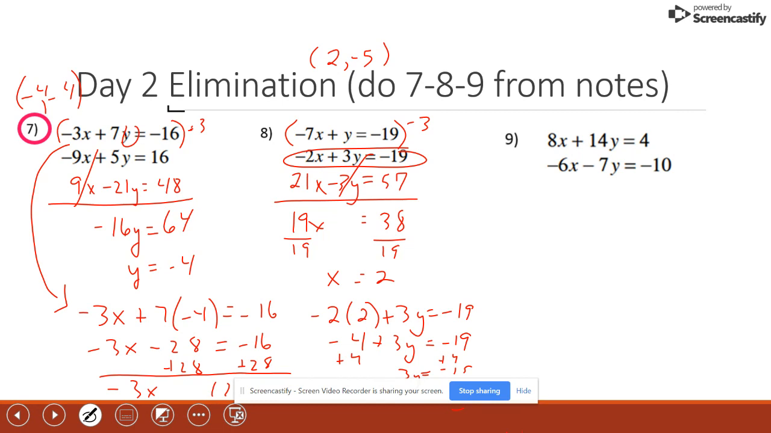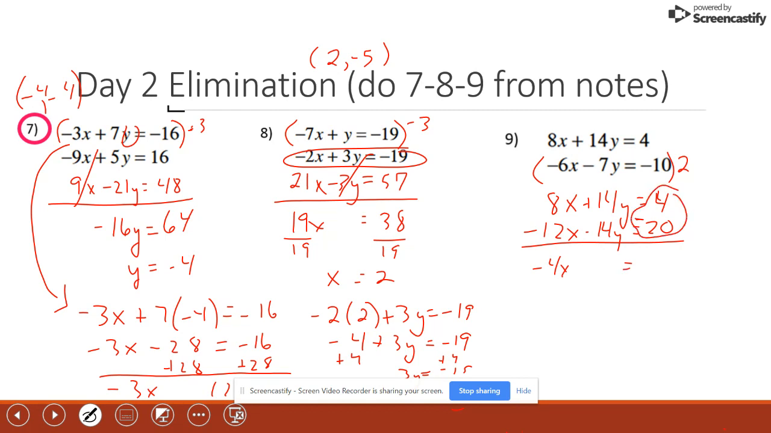Third one, it looks like I can easily eliminate the y by just multiplying one thing. So I'm going to multiply the second equation by 2. I'm going to rewrite the first equation and then multiply through by 2. -12x minus 14y equals -20. So that's -4x equals, you can't hardly see that, 4 minus 20 is -16. So x equals 4. That's half my answer.